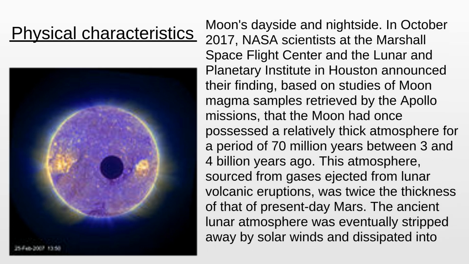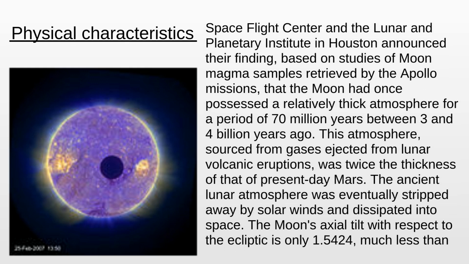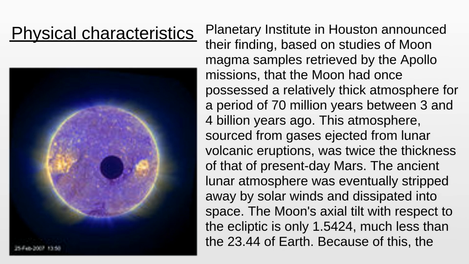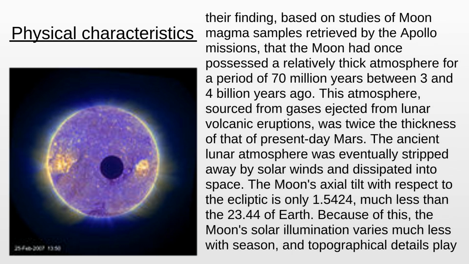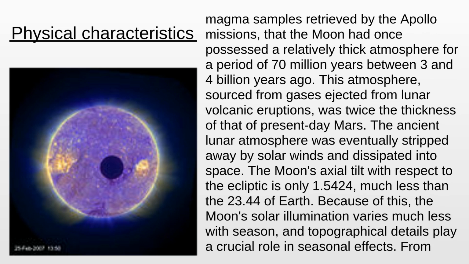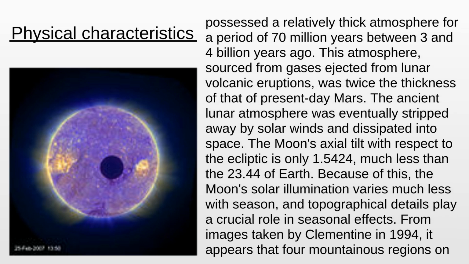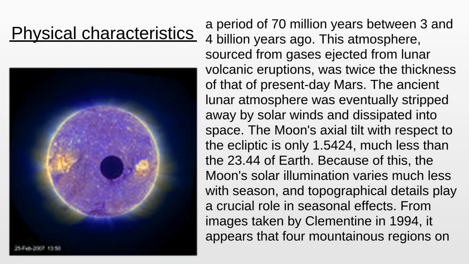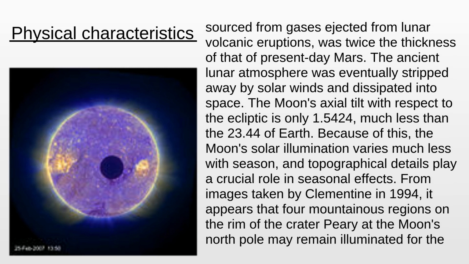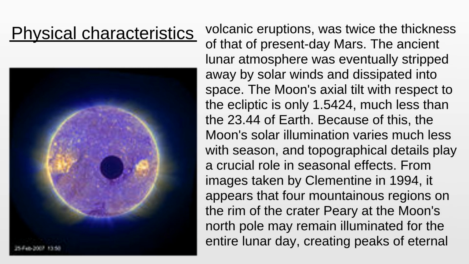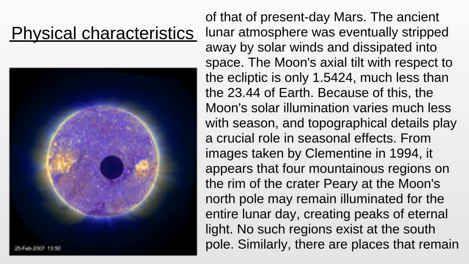In October 2017, NASA scientists at the Marshall Space Flight Center and the Lunar and Planetary Institute in Houston announced their finding, based on studies of moon magma samples retrieved by the Apollo missions, that the moon had once possessed a relatively thick atmosphere for a period of 70 million years between 3 and 4 billion years ago. This atmosphere, sourced from gases ejected from lunar volcanic eruptions, was twice the thickness of that of present-day Mars. The ancient lunar atmosphere was eventually stripped away by solar winds and dissipated into space.